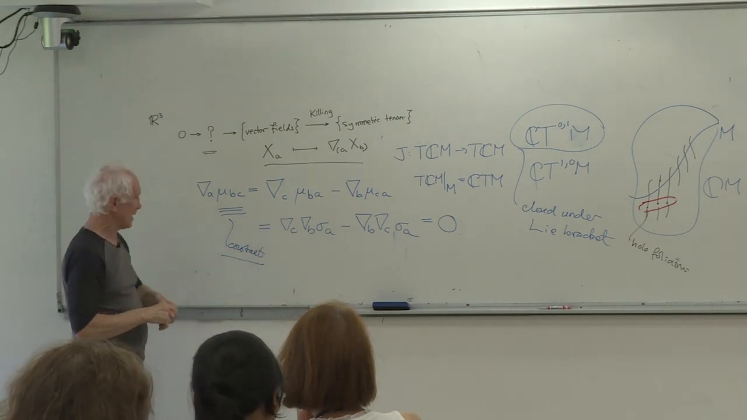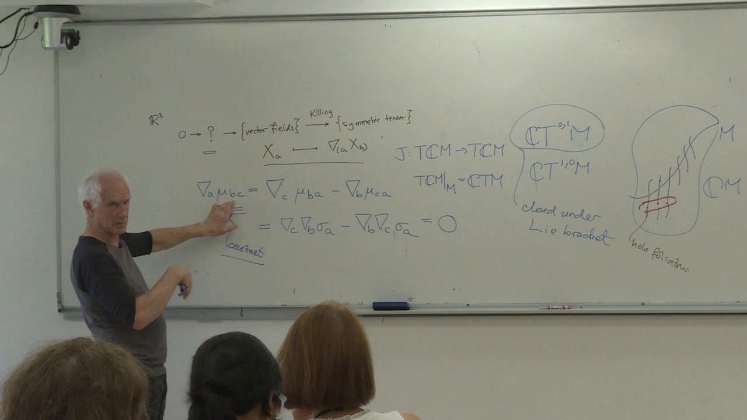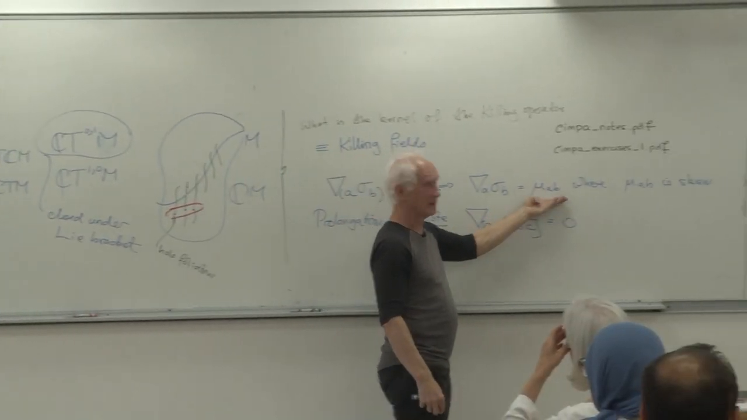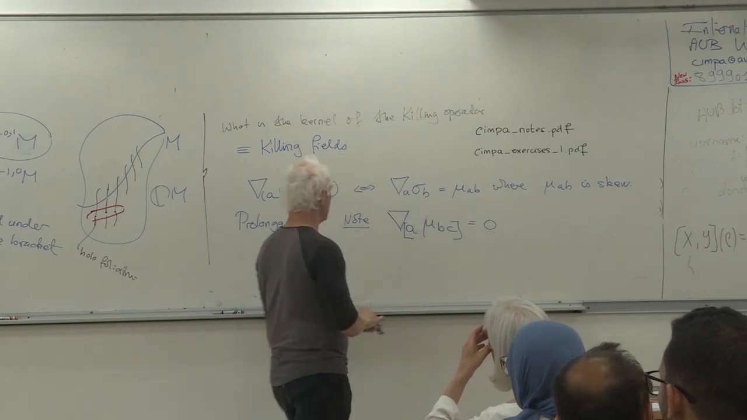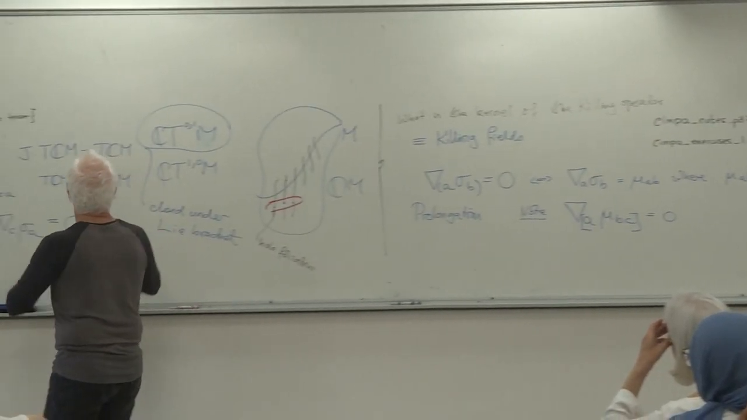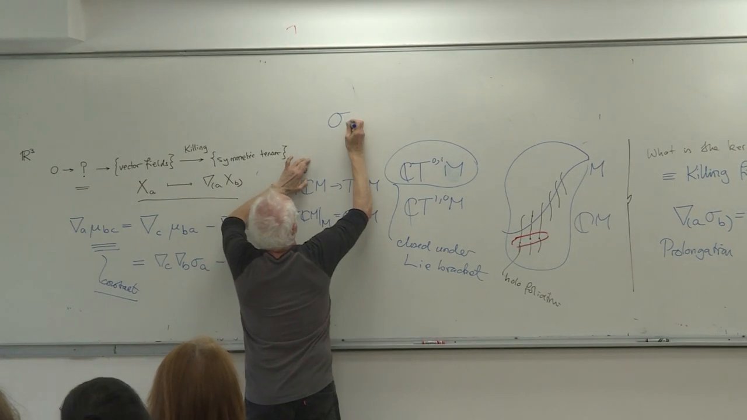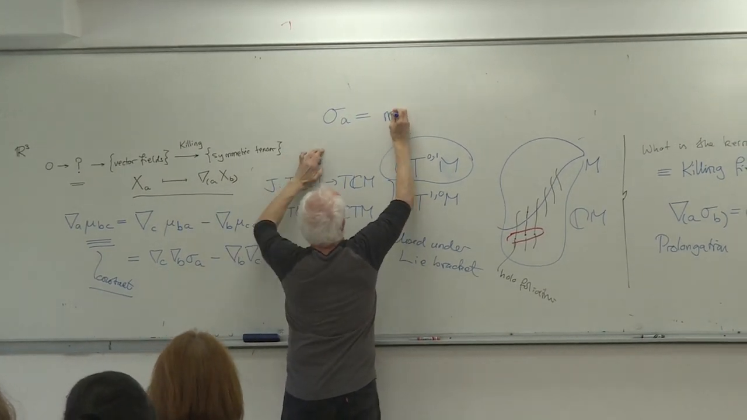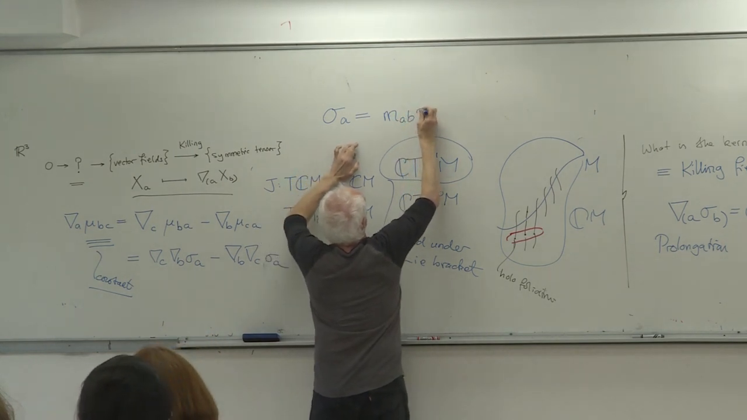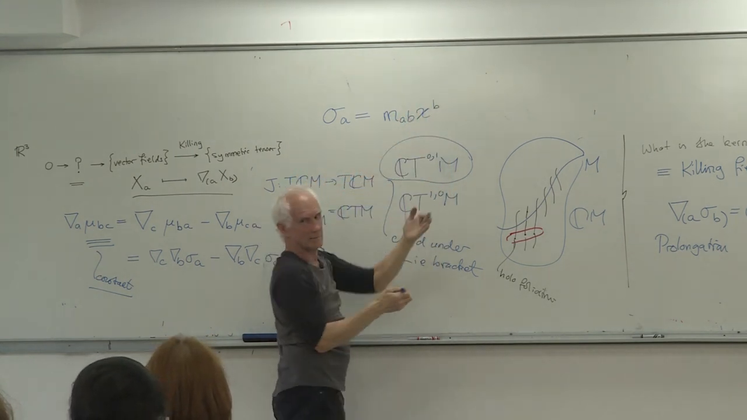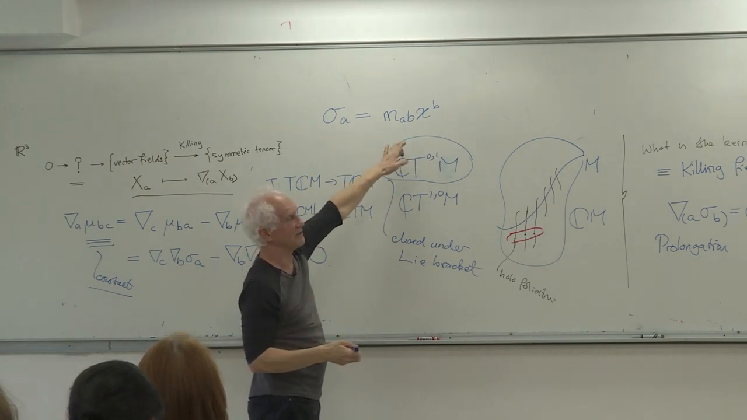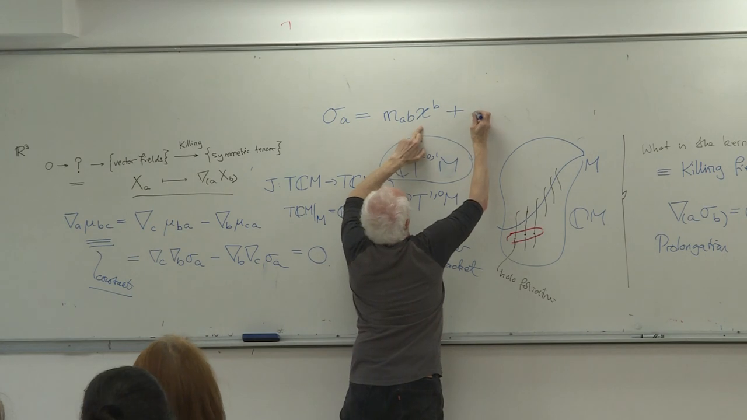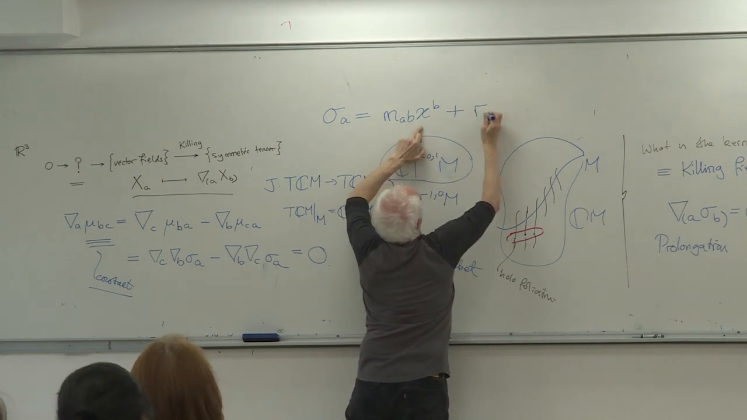And then you feed that back in. You feed that back into what mu is, which is how mu is defined, and you'll find you can figure out what sigma is. And the result is, at the end, that sigma A is equal to, let's call these constants M, so it's M_AB x^B, where remember I'm using Einstein's summation convention, and my coordinates have upper indices, plus, let's say, R_A.